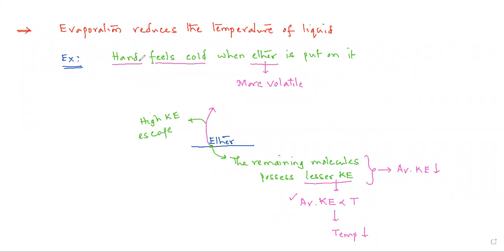Molecules having high kinetic energy just go off, leaving behind the molecules having lesser kinetic energy. As a result, average kinetic energy decreases of the overall molecules. And according to kinetic molecular theory of gases, average kinetic energy is directly proportional to temperature. Now, because average kinetic energy is decreased, even the temperature decreases. That is the reason why hand feels cold. Okay. Next.